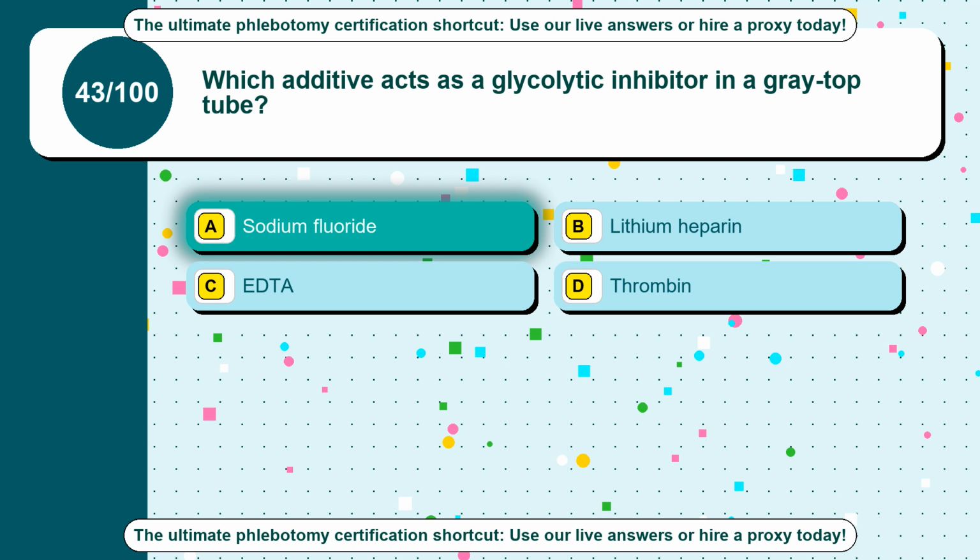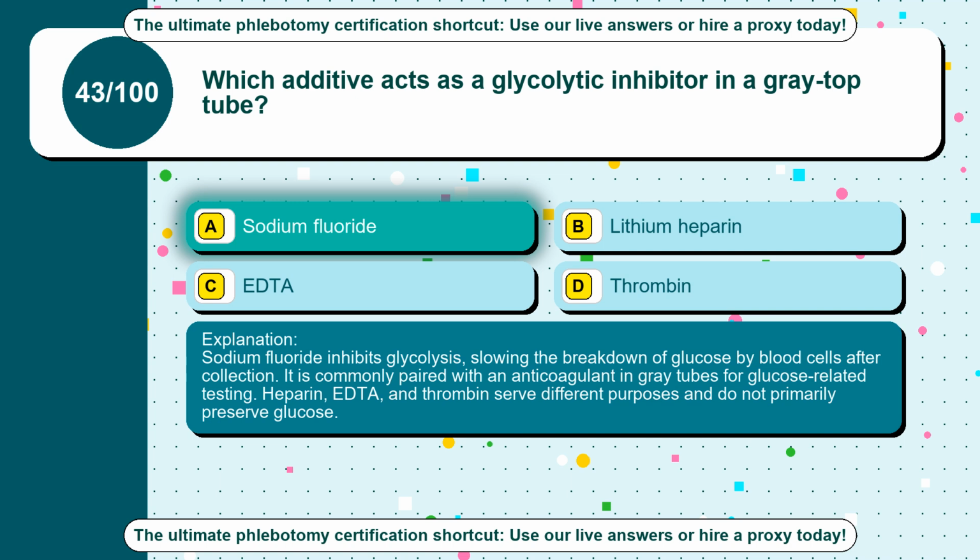Sodium fluoride. Sodium fluoride inhibits glycolysis, slowing the breakdown of glucose by blood cells after collection. It is commonly paired with an anticoagulant in gray tubes for glucose-related testing. Heparin, EDTA, and thrombin serve different purposes and do not primarily preserve glucose.